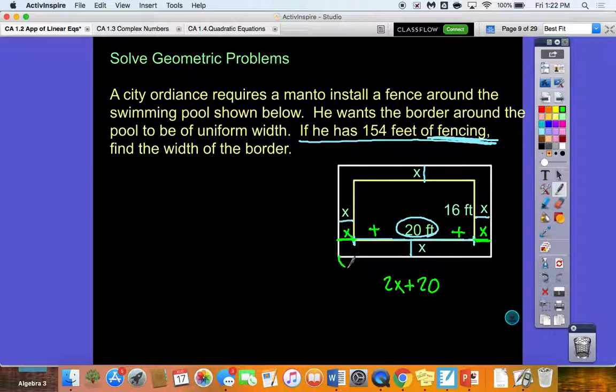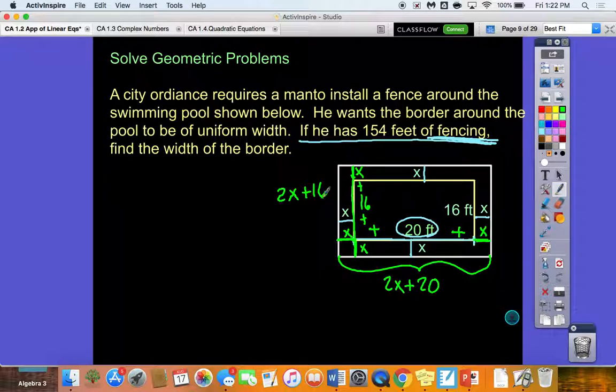And that defines from this end to this end. So I got one side of the fence. All right, so go the opposite way. So this part right here is 16, with this being x and this being x. And again, we're adding everything, so that is 2x plus 16.